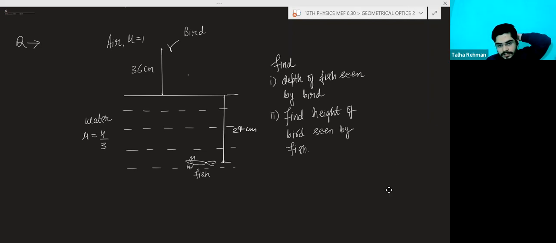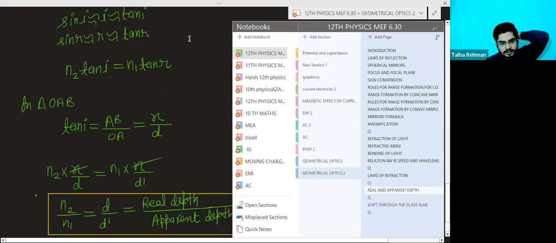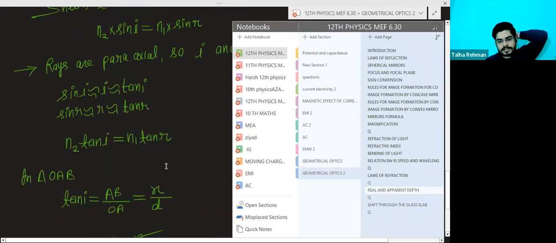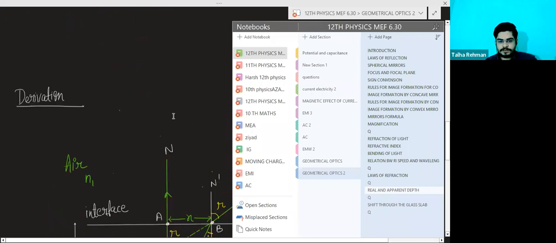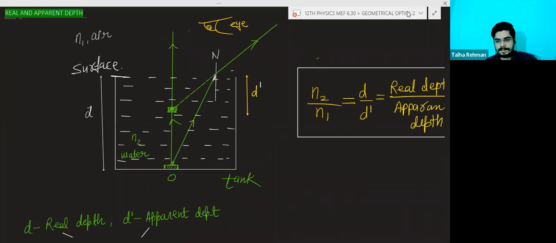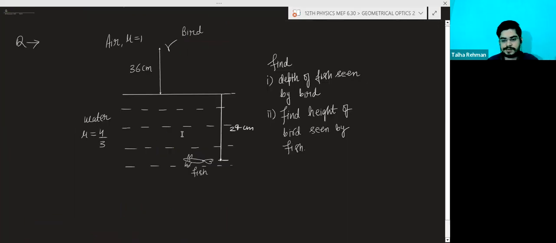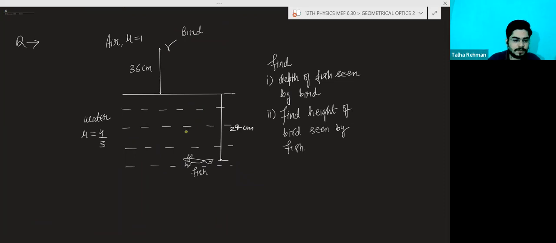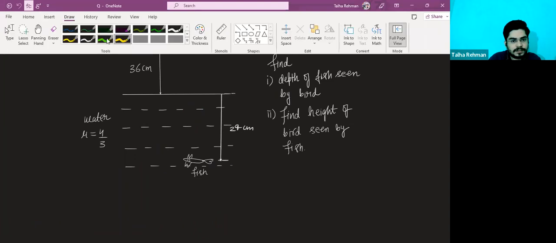In this case also, when you see something which is underwater from the outside, its position will be shifted upward for you, but actually the object is here. So for the bird also the same thing will happen. This fish will be somewhere here, so we want to find the apparent position. Simple. Apply the formula N2 by N1.